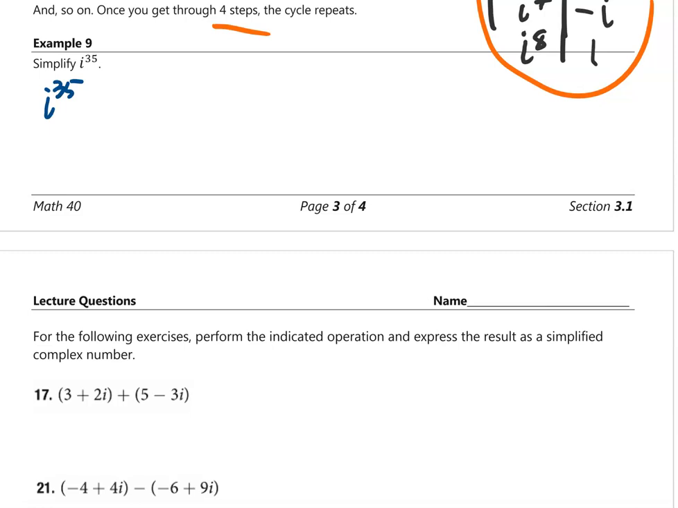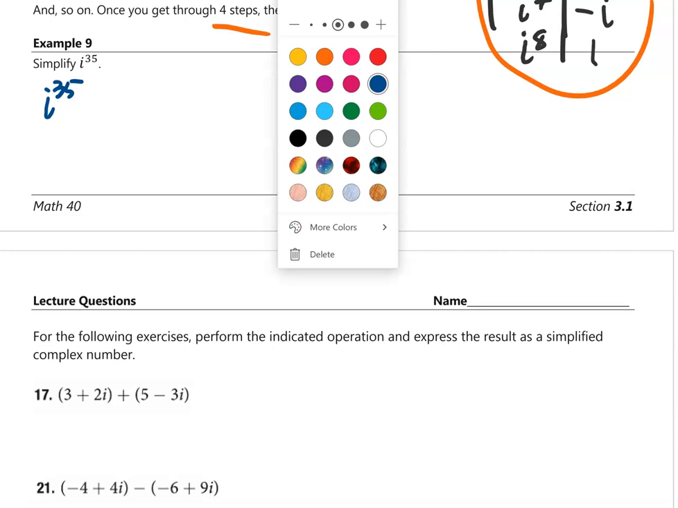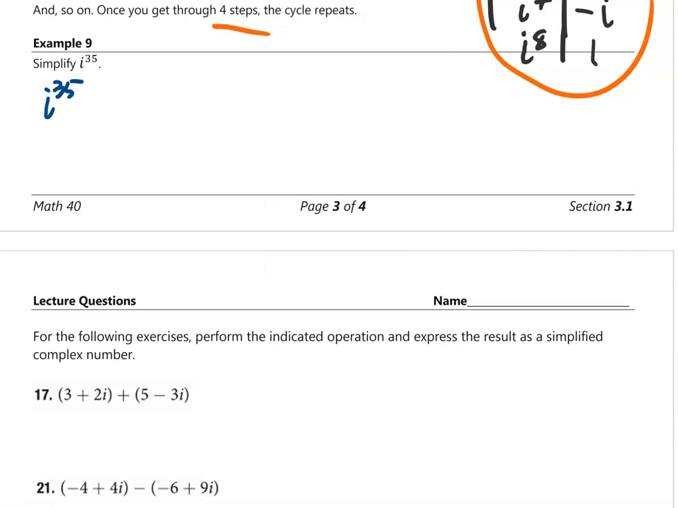Of course, I don't want you to write it down 1, 2, 3, 4, 5, 6, 7, 8, 9, 10, 11, 12, and so on and so forth. The easiest way to do this is, since it repeats the cycle after the 4th step, you just always divide the exponent by 4. So 35 divided by 4 is 8. 8 times 4 is 32, and the remainder is 3.